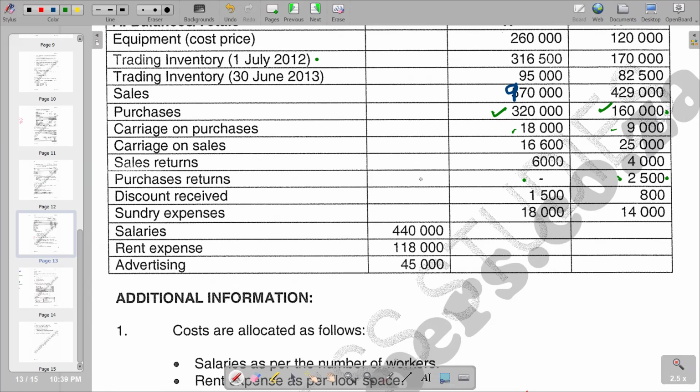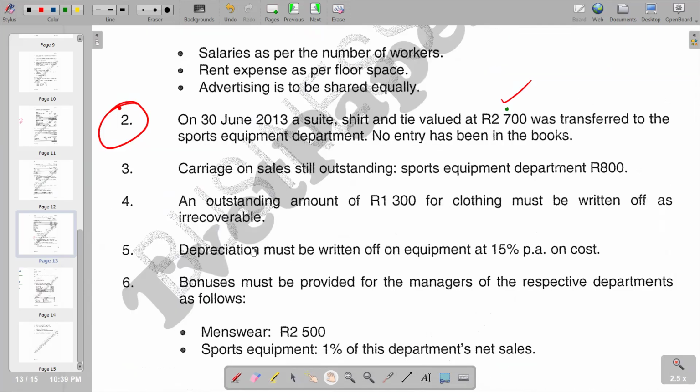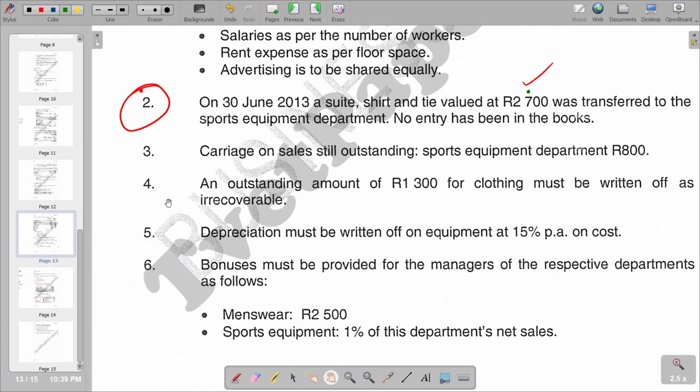Then we check, before we enter them, if we've got any additional information affecting our carriage on purchases. If you come here, you'll see that we have our additional information. We see that we have number 3 saying carriage on sales. And remember, carriage on sales falls under expenses. It doesn't fall under cost of sales. So we have carriage on sales, 800, still outstanding, for the sports equipment department. We can just ignore that one because it's not carriage on purchases.